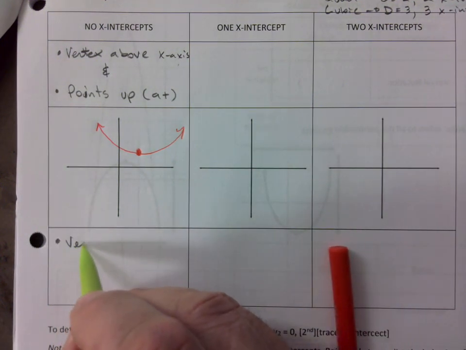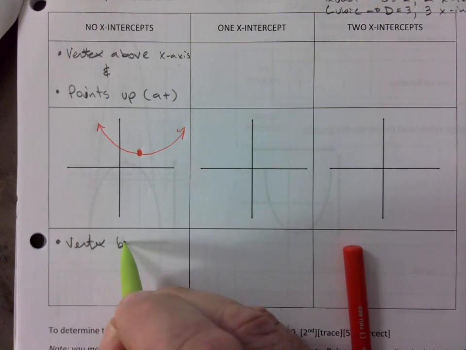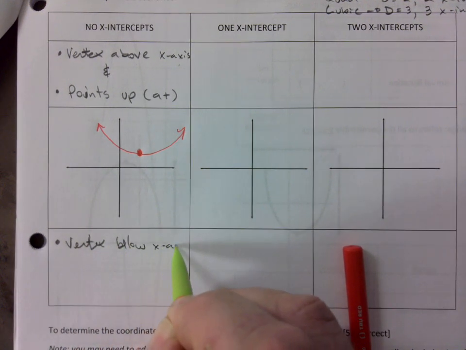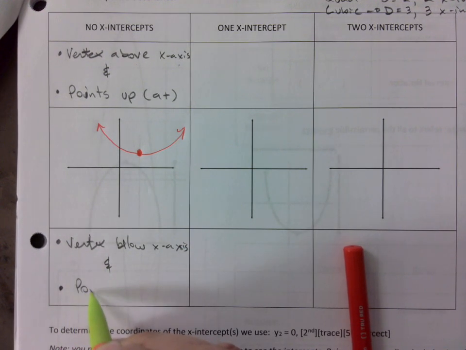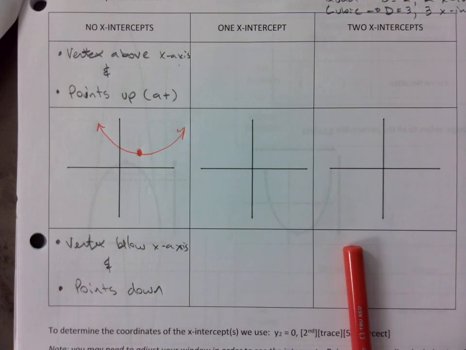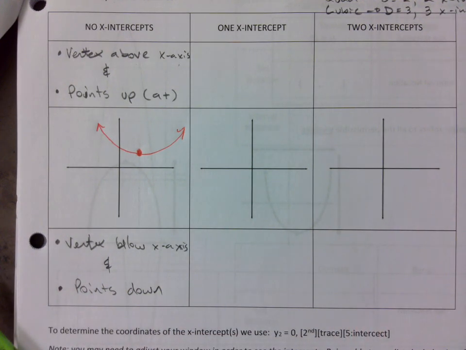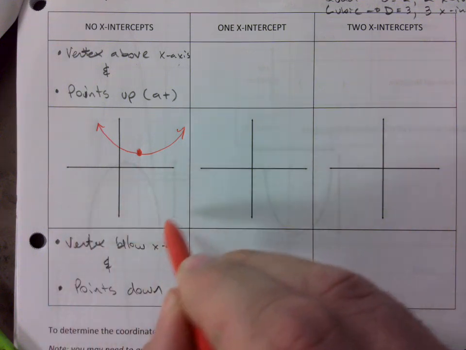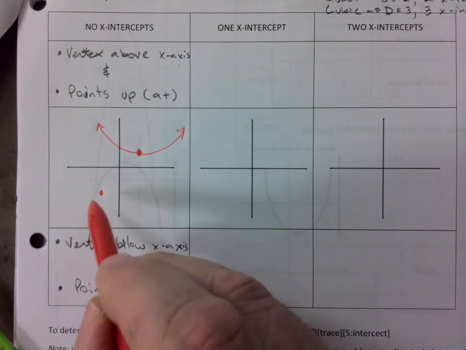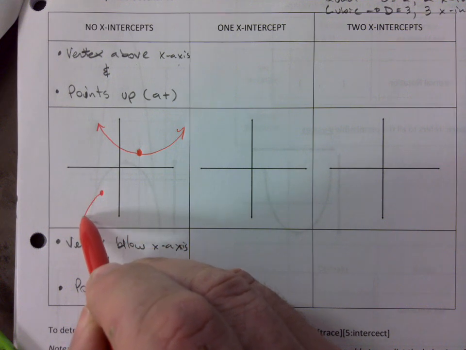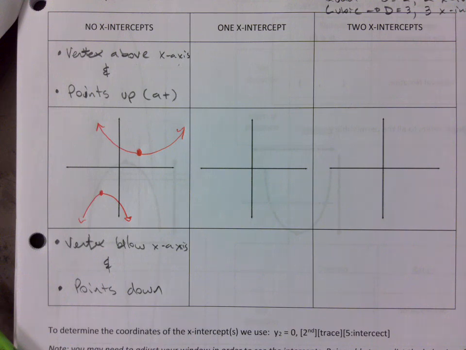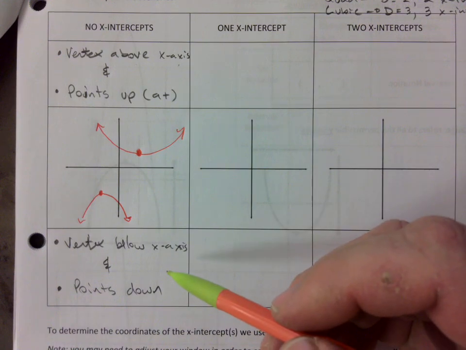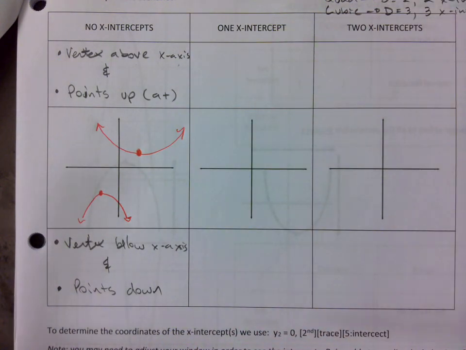What's the other case going to be? The vertex is below the x-axis and points down. So anywhere, let's put the vertex anywhere below the x-axis, somewhere in here. Let's make it a little narrower, like that. You can tell it's never ever going to cross the x-axis. So no x-intercepts there. That's one scenario. The other scenario is one x-intercept.